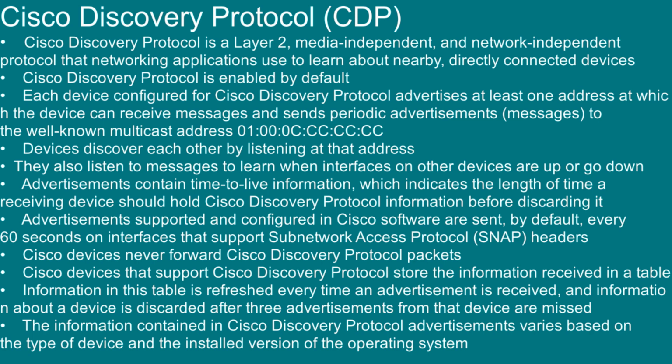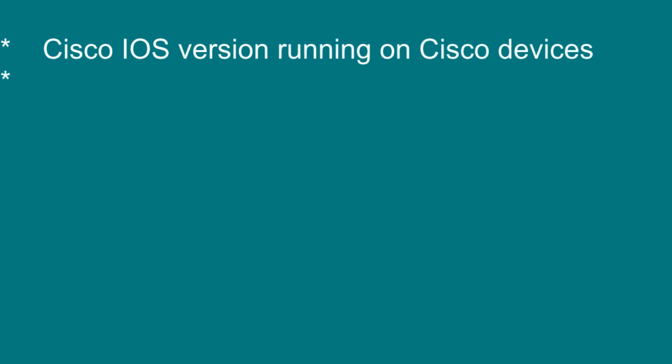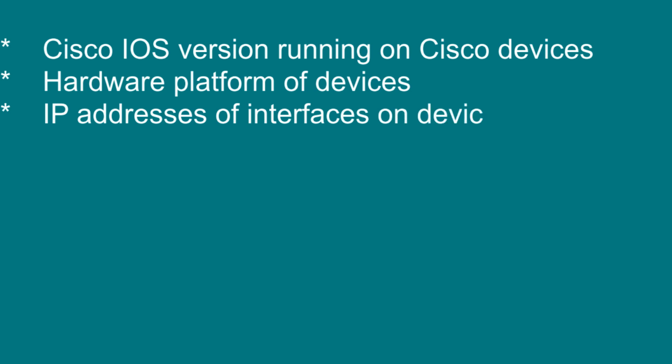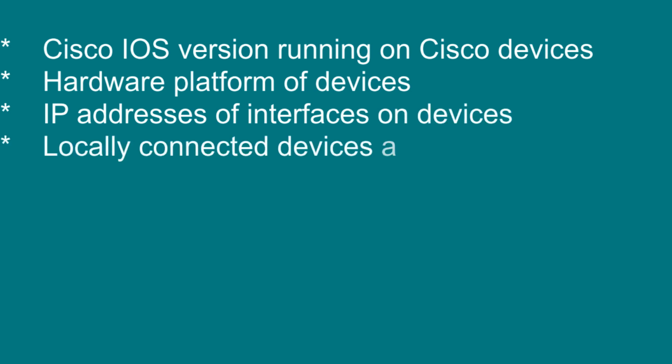The information contained in Cisco Discovery Protocol advertisements varies based on the type of device and the installed version of the operating system. Cisco IOS version running on Cisco devices. Hardware platform of devices. IP addresses of interfaces on devices. Locally connected devices advertising.